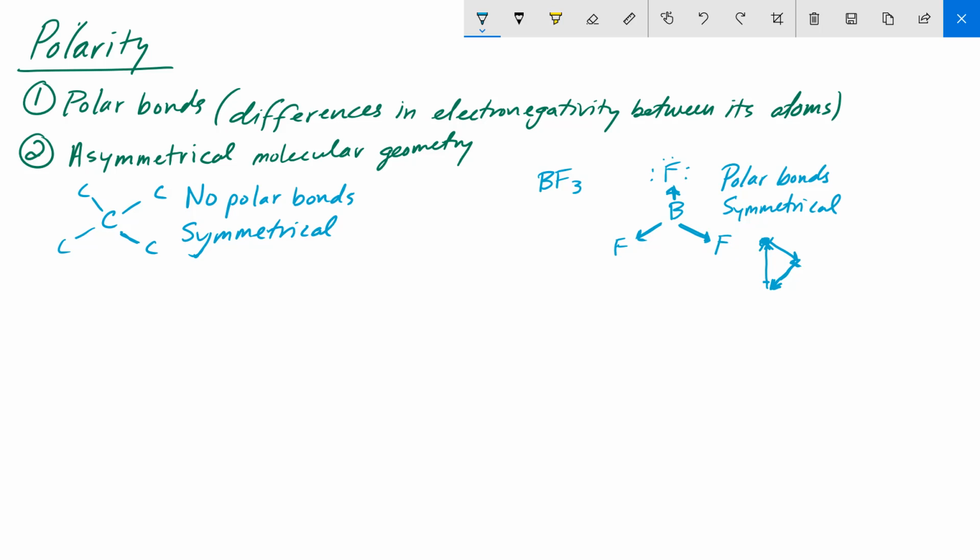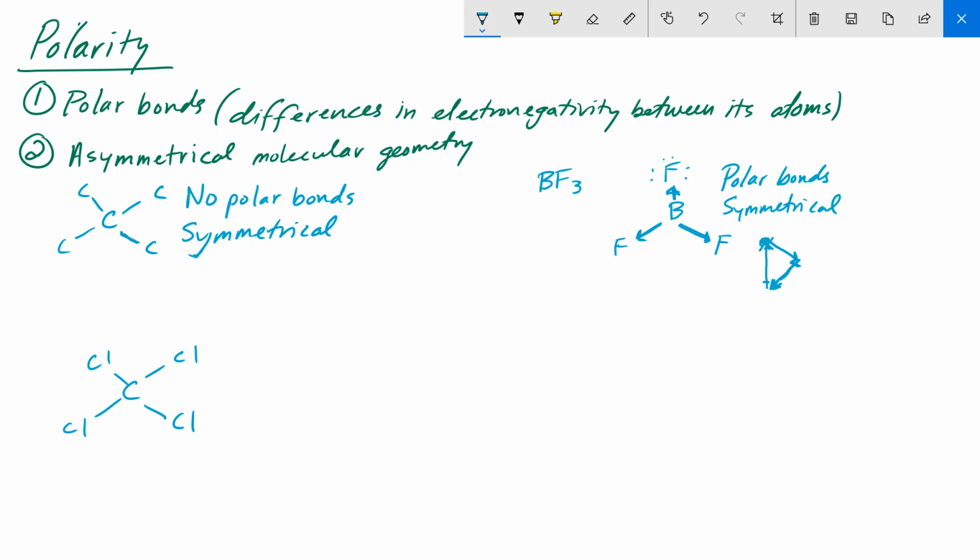The next common example we get asked about is CCl4. Carbon is going to be our central atom here. Each of the chlorines will have 3 lone pairs around them, and carbon's not going to have any lone pairs around itself. It's happy having these 4 bonds exactly like that.